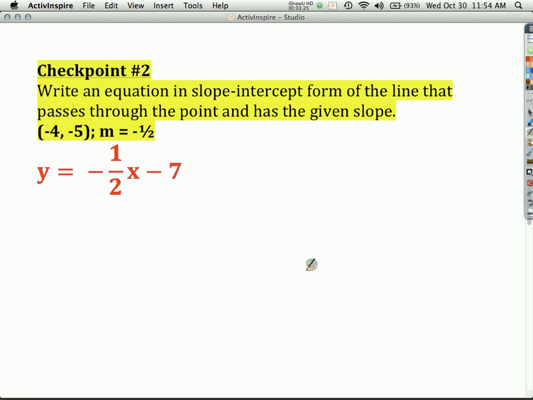Okay? Give me a thumbs up if you got checkpoint number 2 correct. Good, put your thumbs down. Give me a thumbs up if you got the slope correct. Of course. Okay. So the only issue is dealing with the fraction. We're going to spend a little time after the lesson talking about that as well. Comments, questions on this checkpoint?